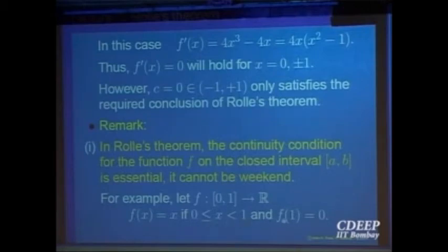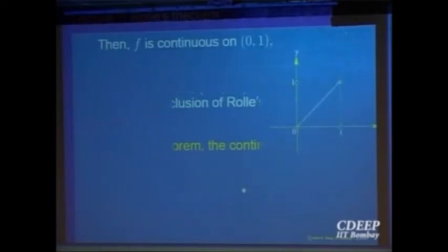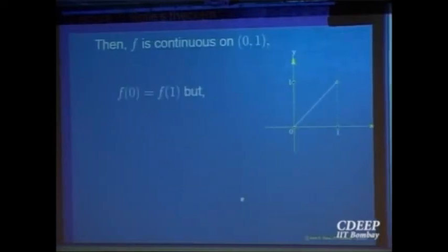and at 1, the value is 0. So this function is defined in the interval 0 to 1. What is the value at 0? 0. At 1, we have put the value to be 0. Values at the endpoints are equal. Of course, the function is differentiable in the open interval 0 to 1, but you can see the derivative at no point is 0, because the function is not continuous. So it does not contradict Rolle's theorem.